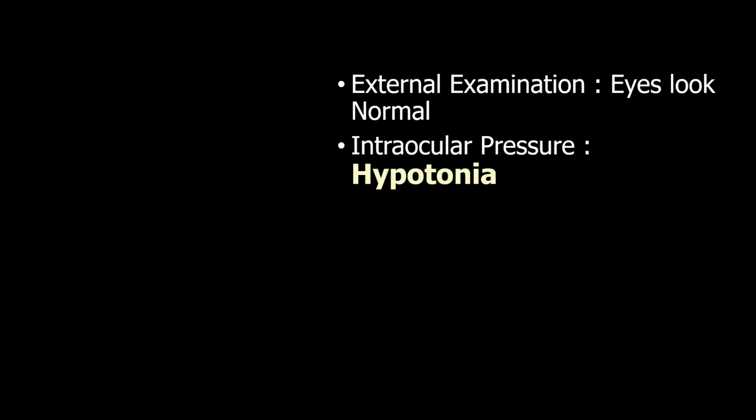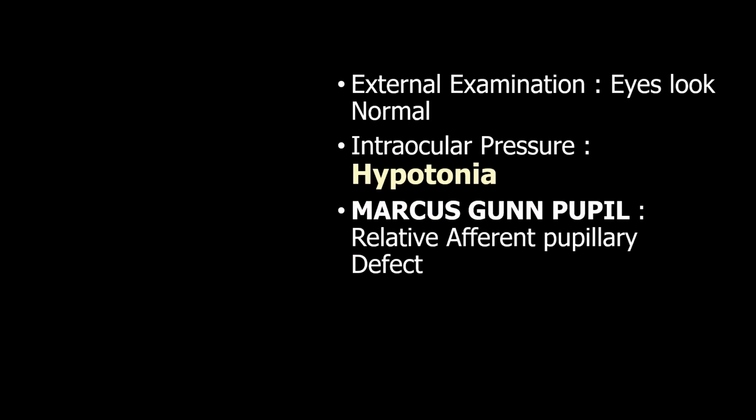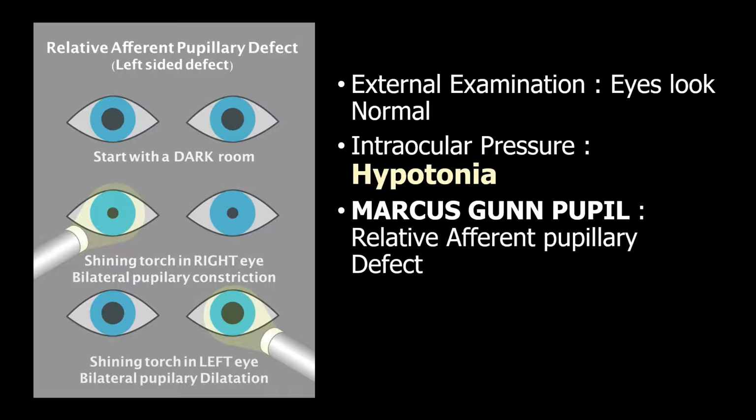The intraocular pressure usually is on the lower side, and there will be hypotonia in the patient with RD. This hypotonia is usually reversible, which means that after the RD gets treated, the intraocular pressure comes back to normal. Another important sign that you see is the presence of a relative afferent pupillary defect or the Marcus Gunn pupil.